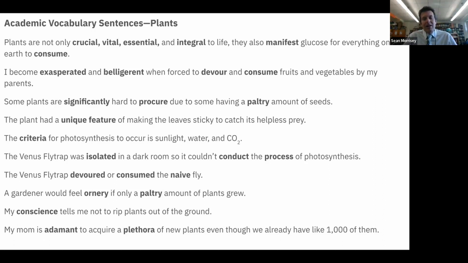So what's great is when we see academic words, tier 2 words, like the use of the word naive, the Venus flytrap devoured or consumed the naive fly. These are all fifth graders. Fifth graders are able to come up with really complex academic vocabulary because they've had multiple exposures to these words in the past. And it's fun. Like my mom is adamant to acquire a plethora amount of new plants, even though we already have like 1,000 of them. So just another way, kind of word consciousness, that you can review these words.